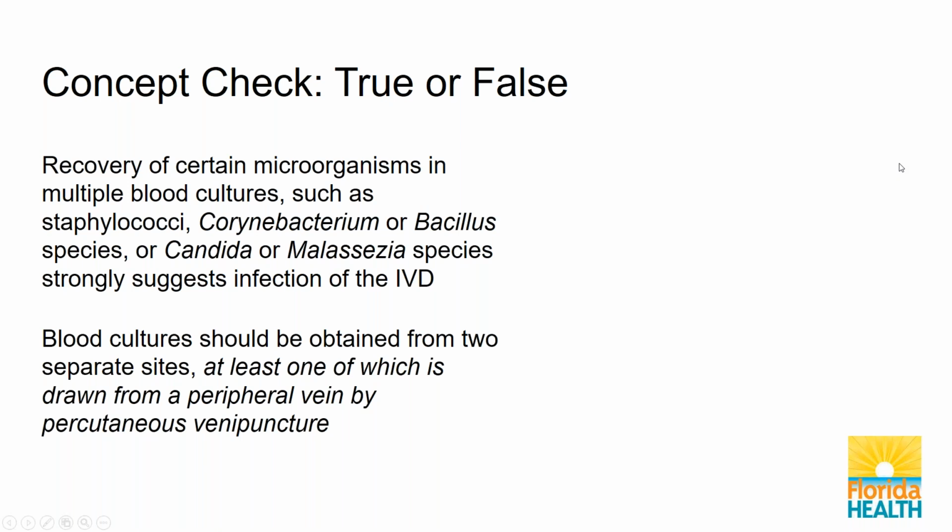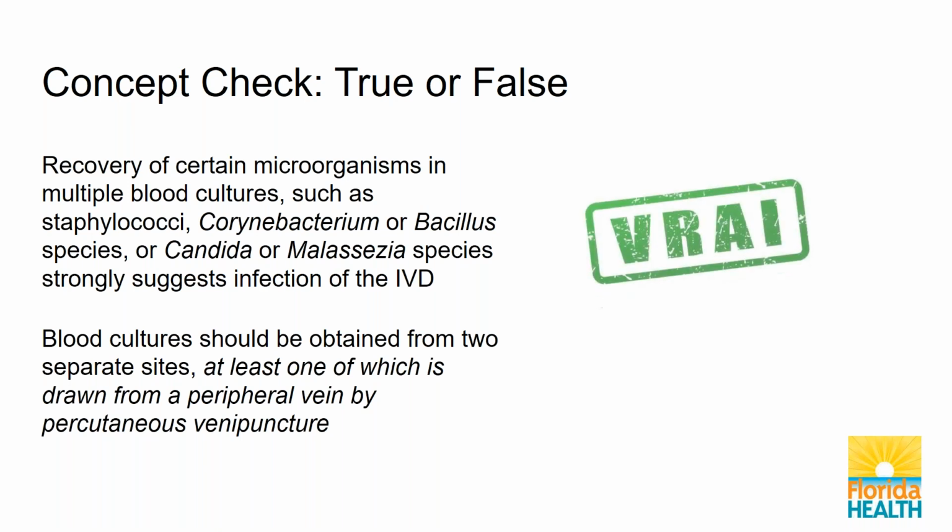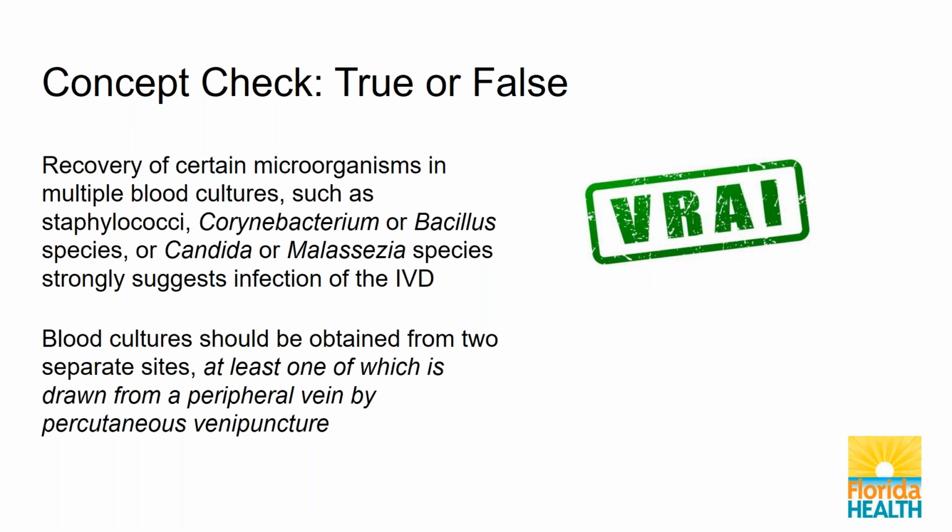And this is going to be true or false. Recovery of certain microorganisms in multiple blood cultures, such as Staphylococci, Corynebacterium, or Bacillus species, or Candida, or Malassezia species, strongly suggests infection of the intravenous vascular device. Staphylococci, Corynebacterium, Bacillus species. True. Very good. Yes, it's true. That is true. Vrai.